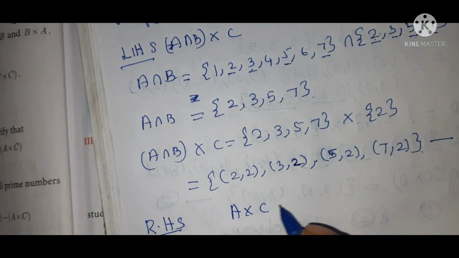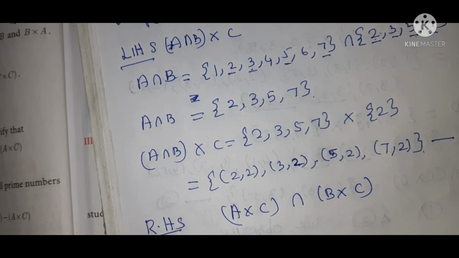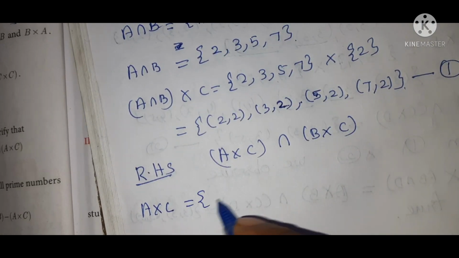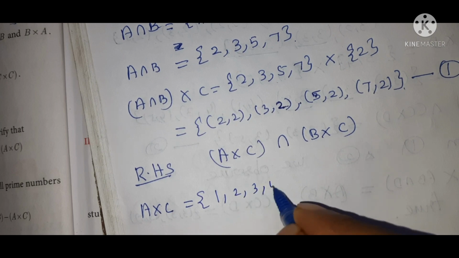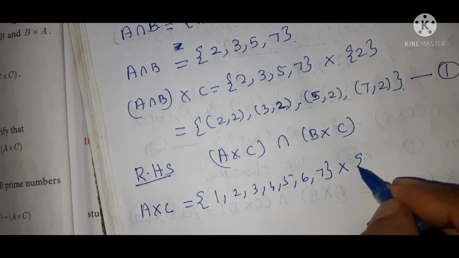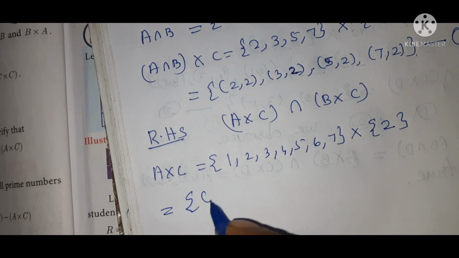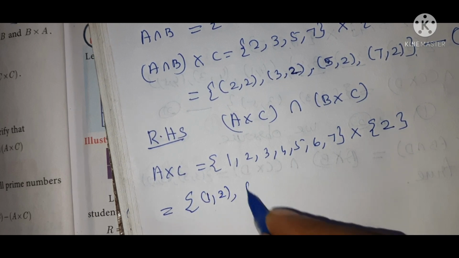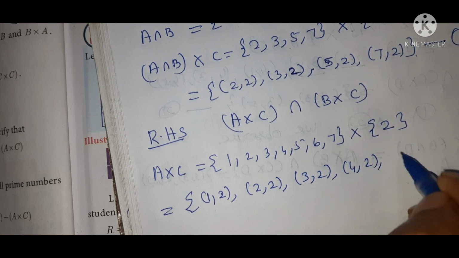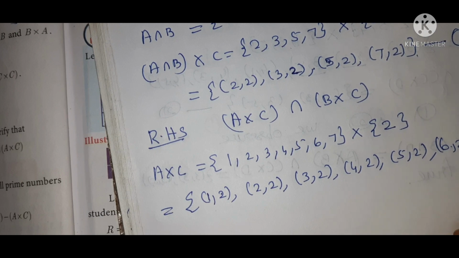Right hand side: A cross C intersection B cross C. First find A cross C. A is 1, 2, 3, 4, 5, 6, 7, cross C which is 2. The set of ordered pairs is (1, 2), (2, 2), (3, 2), (4, 2), (5, 2), (6, 2), (7, 2).